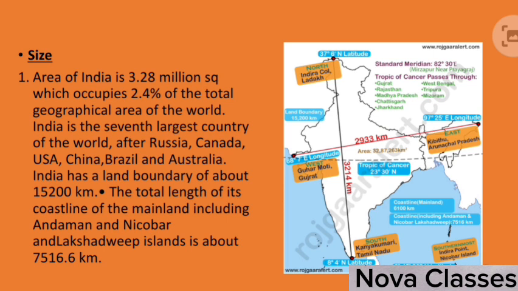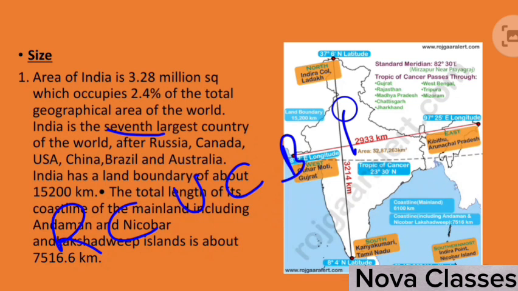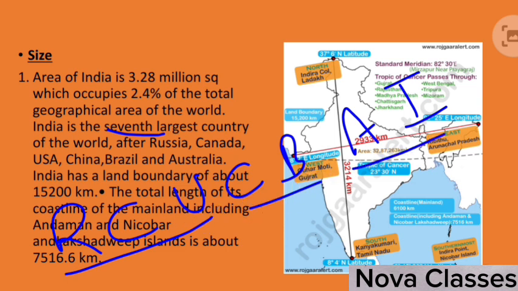And India is the 7th largest country. Which country? The 7th largest country. So we can say that it is Russia, Canada, USA, China, Brazil, and after that Australia. After that, which country is there? India. I think you have all learned it like ICU, so we can say RCU CBAI. You can learn it that way also: RCU CBAI.